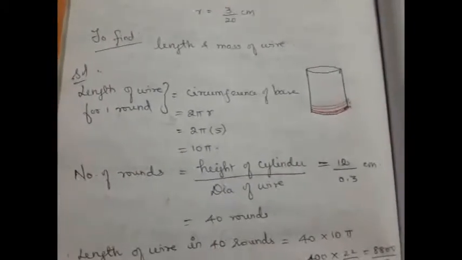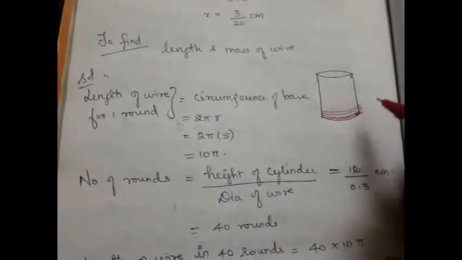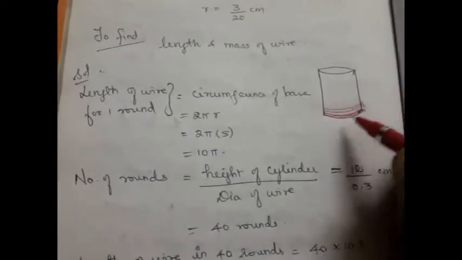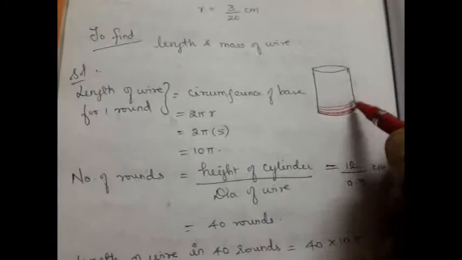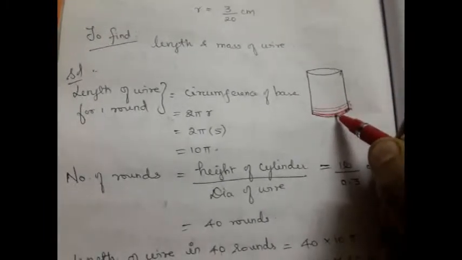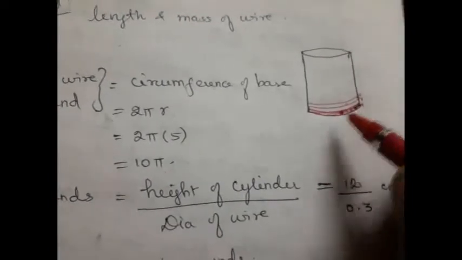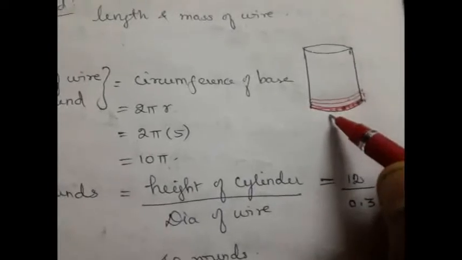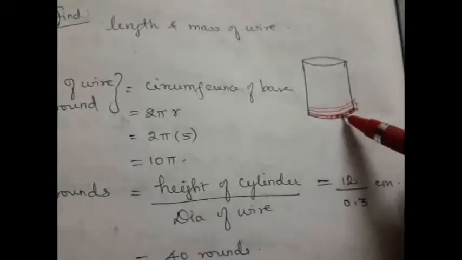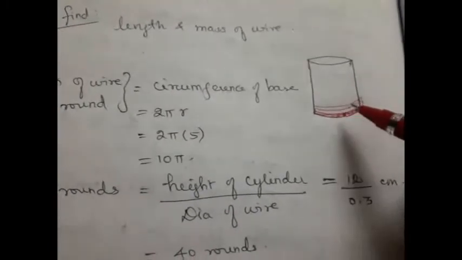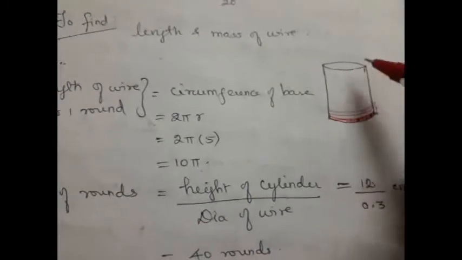Number of rounds is equal to the height of the cylinder divided by the diameter of the wire. Why is it the diameter of the wire? That's what I explained here. If these two lines are the wire, one round occupies this much height of the cylinder, but this is nothing but the diameter of the wire. So if you divide the height of the cylinder by the diameter of the wire, we will know how many rounds the wire makes to cover the entire cylinder.